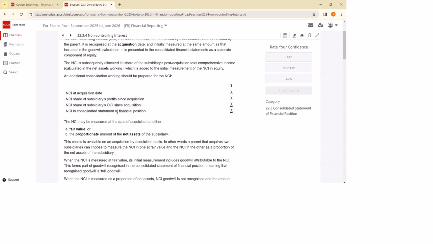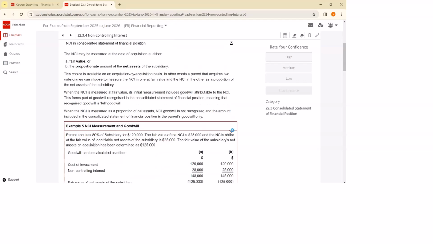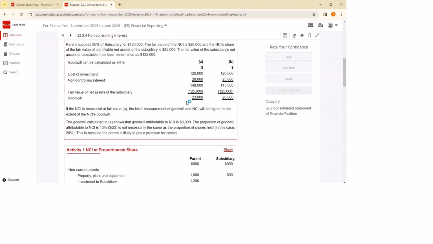You can see the working over here: NCI at acquisition, subsidiary's profits share since acquisition, subsidiary's OCI share since acquisition, and the consolidated statement of financial position figure is calculated. Important part, a very good example over here is how the working for the calculation of goodwill varies if the fair value method or the proportionate share of net assets method is used. There's a very good example over here.